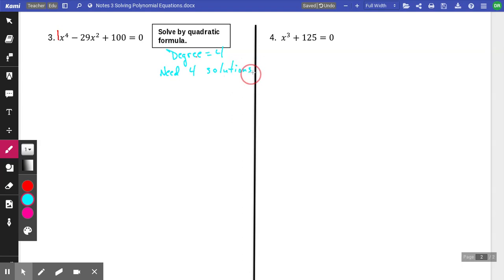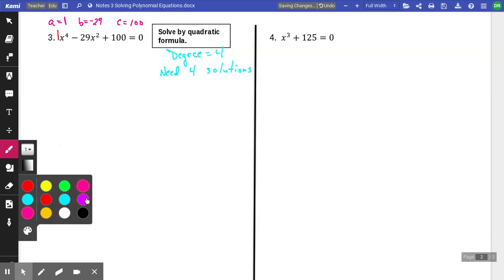So if we've done the quadratic formula before, we already know how to work through it, meaning we can still handle this. We're just going to alter it slightly. So the first thing to recognize is a is 1 from this polynomial, b in the middle is negative 29, and c is positive 100. And so let's go ahead and get that formula set up.